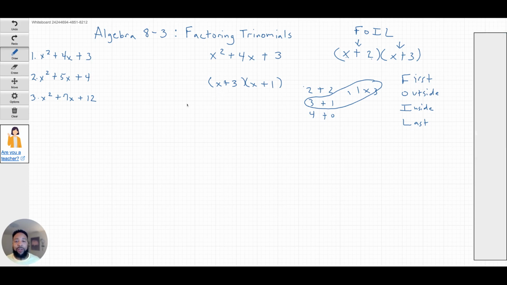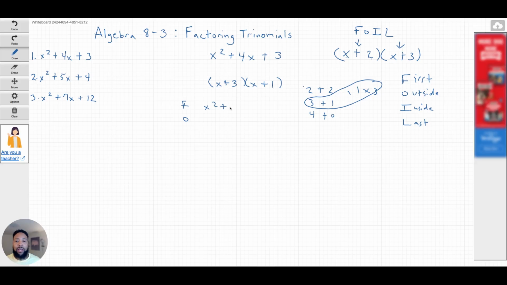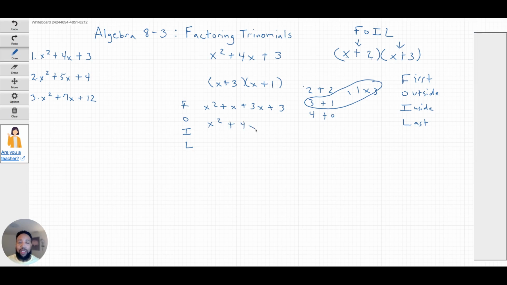So let's do that. Our first would be x times x, that is x squared. Our outside is x times 1, which is just x. Our inside is 3 times x, which is 3x. And then our last is 3 times 1, which is 3. So now we're going to combine like terms. We have x squared, and then x plus 3x is just 4x, and then plus 3. And there you have it, x squared plus 4x plus 3.